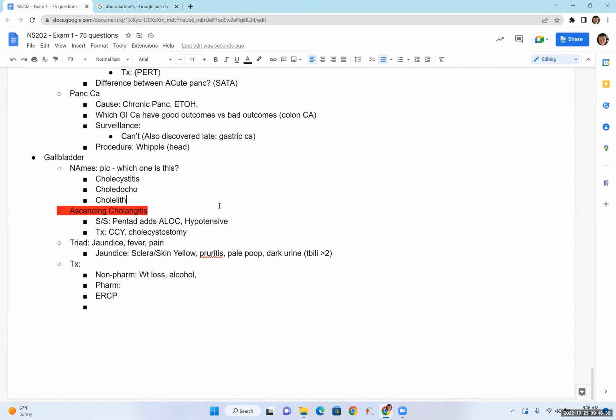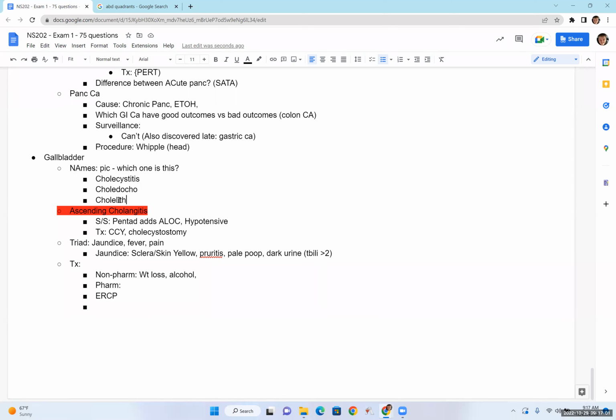CAM-ICU is next semester, not this semester. All right, so then the other symptom besides altered that tells you it's ascending cholangitis is what? Low BP. You got a low blood pressure, right? So you can regurgitate that on the test. What does that low BP look like? Less than 90, or MAP less than 65, one of the two.